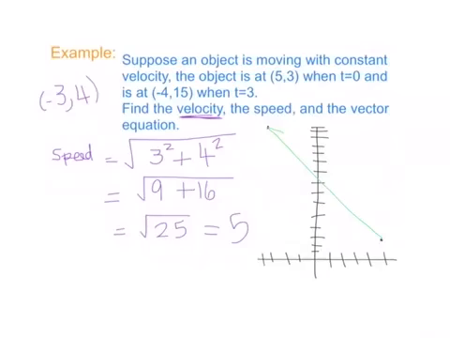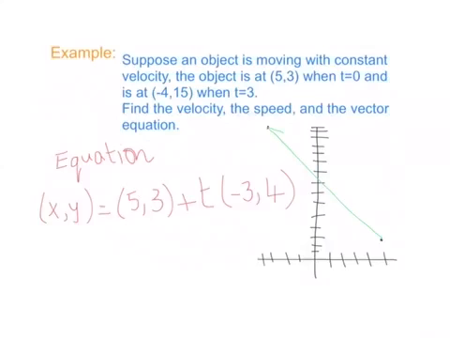Now, since we have all the information, let's just write a vector equation. The vector equation would be xy equals 5, 3 plus t times negative 3, 4. Or in other words, starting at 5, 3 times however much time there is, and that's the direction and the velocity. So that means if I, for example, plug in 3 here and add those two components, I'll get -4, 15.